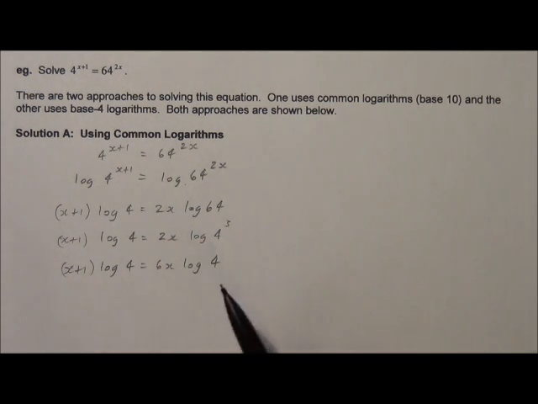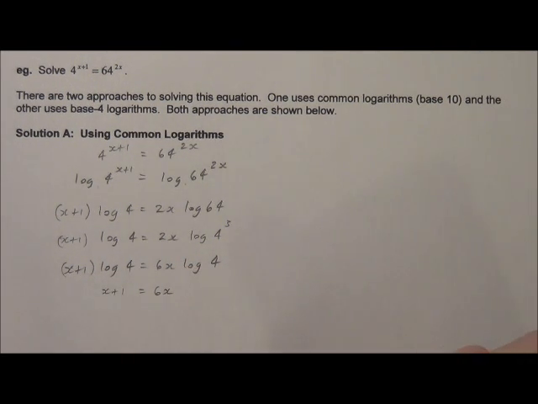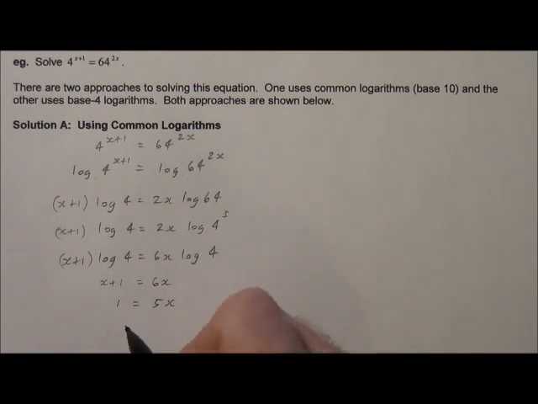Okay, so we have common logs on both sides, so those will just disappear, so we're just left with x plus 1 equals 6x. 1 equals 5x because I subtract x from both sides. Then I'll divide both sides by 5, so x equals 1/5.